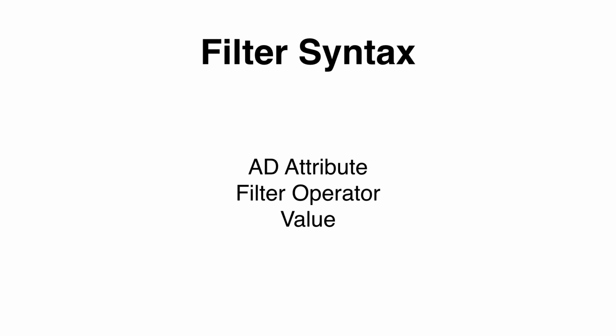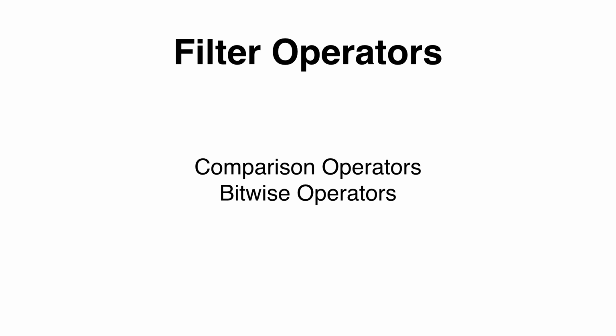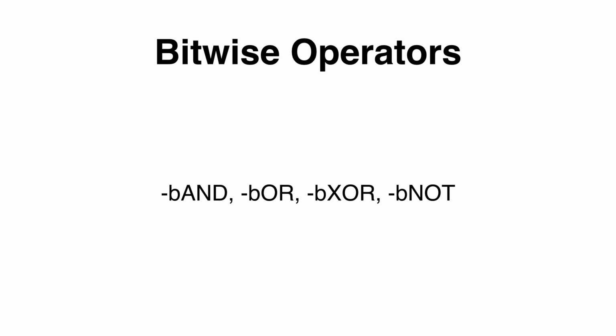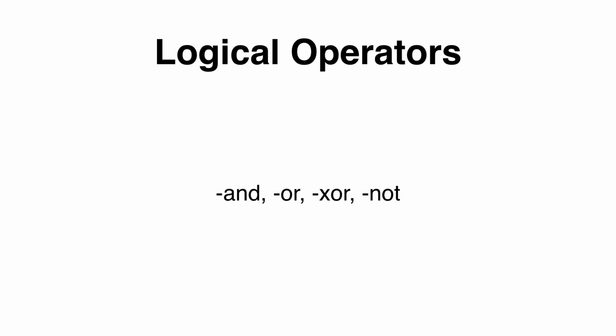The filter parameter is based on the PowerShell comparison operator and has the following syntax. You have to specify an Active Directory attribute, then you specify a filter operator, and then the value that you're looking for. We can distinguish between three kinds of filters: the comparison operators, the bitwise operators, or the logical operators. The comparison operators are equal to, less or equal to, greater or equal to, less than, greater than, approximately, recursive match, like or not like. Bitwise operators are used to manipulate the bit patterns in the value. We can use band, bor, bxor, bnot. And logical or join operators that we can use are AND, OR, XOR, or NOT.